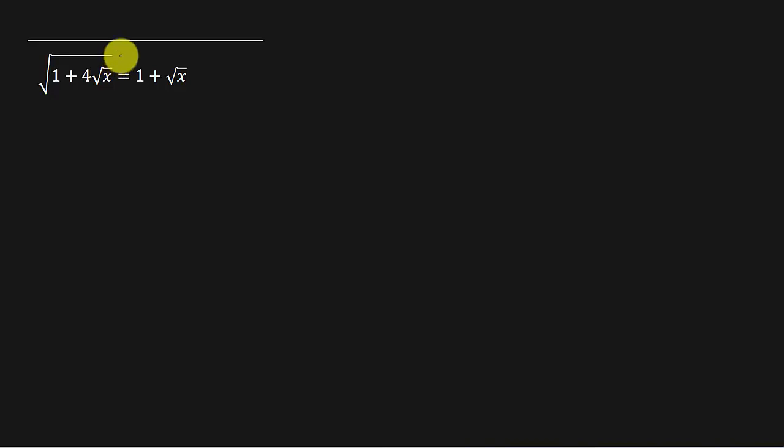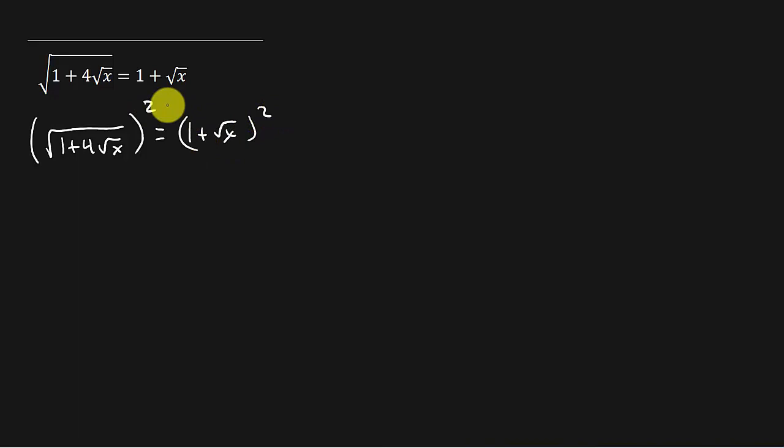So you can see that we have this square root over here isolated. Remember, when you're solving equations involving radicals, you want to isolate them, and if you have more than one, you want to isolate one of them and then square both sides. So let's do that. So that is going to give us the square root of 1 plus 4 square root of x equals 1 plus square root of x, squared. And we're going to square that side.